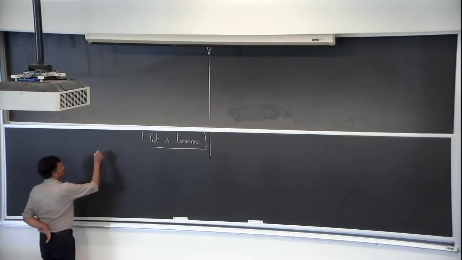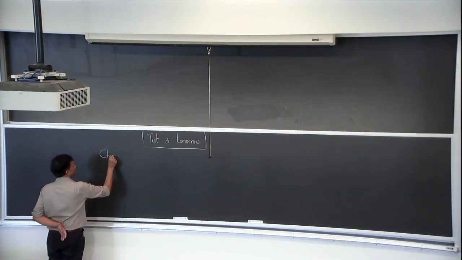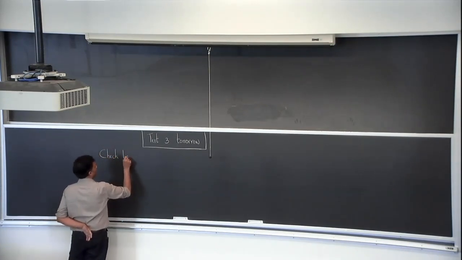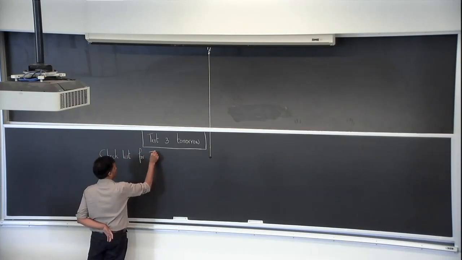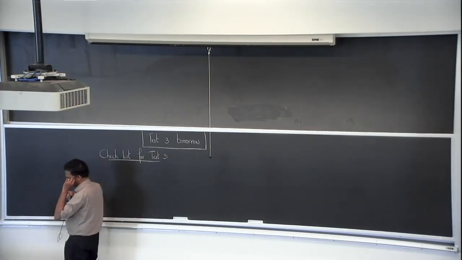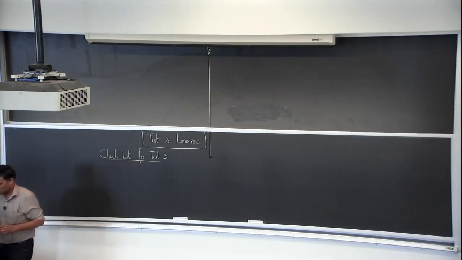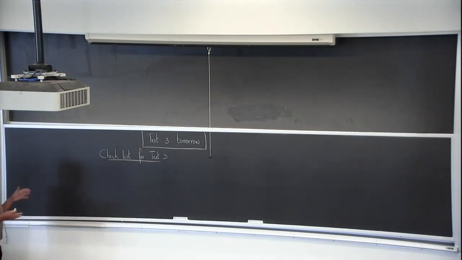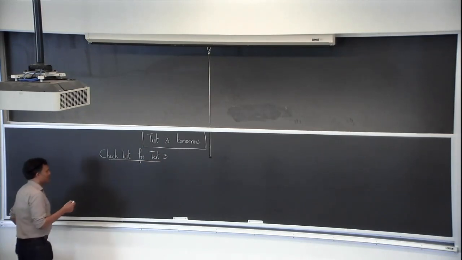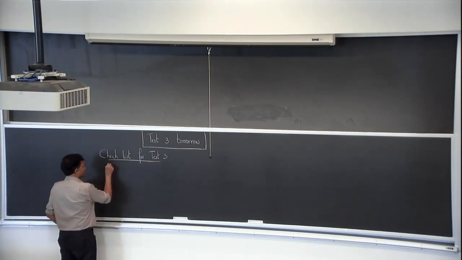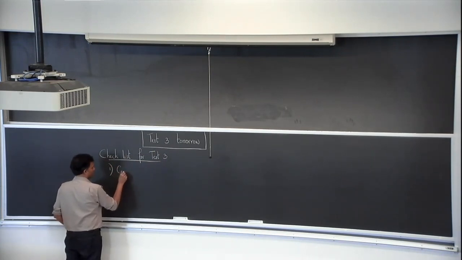Just a quick checklist of things that you should be knowing for test number 3. Mostly about algebraic skills. It's not like chapter 2 where you have to keep track of YP and YH and all that. So the list is mostly about what you should be knowing in terms of algebra. You need to know how to complete squares.